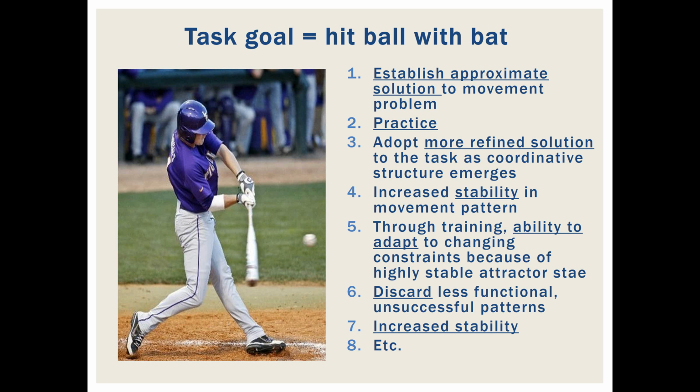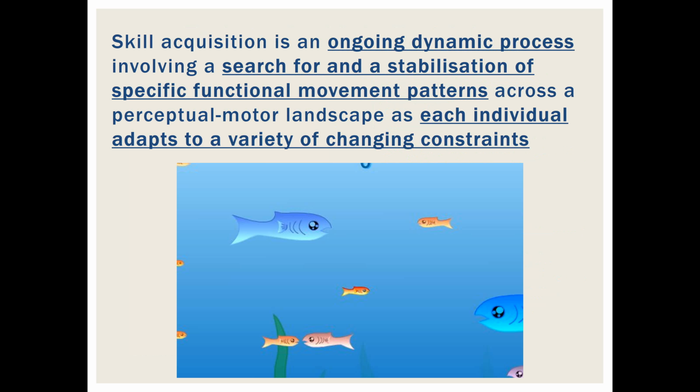Yeah? So I've given you a little bit of an insight. Let's go a little bit further. So skill acquisition, in that case, is an ongoing dynamic process that involves the search and the stabilization of those stable attractive states across a perceptual motor landscape as each individual adapts to changing constraints. And that's a definition, but basically you just came up with that definition by yourself a minute ago.